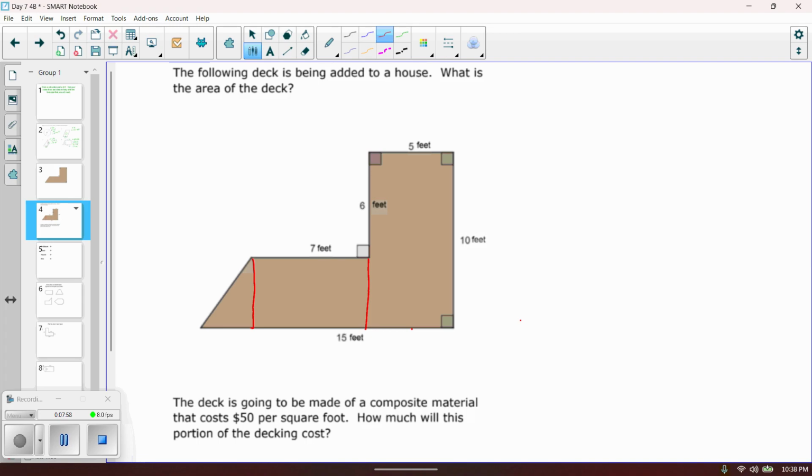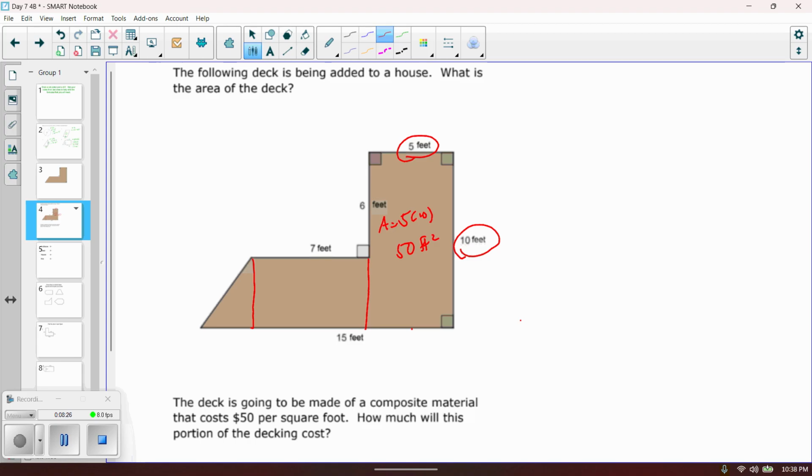The rectangle on the right-hand side, the tall one that's kind of over there, that's the easy one because it looks like I've got a height of 10, excuse me, and a base of 5. We can figure that one out. This one right here is going to be 5 times 10, which is 50 feet squared. Now we got to figure out the little triangle on the left and the other rectangle.